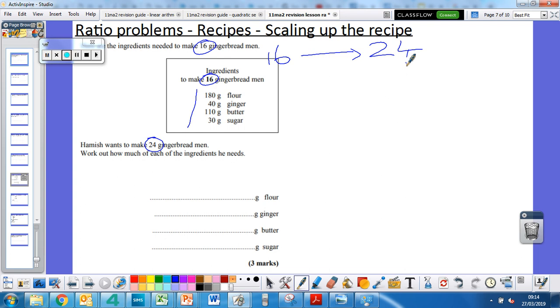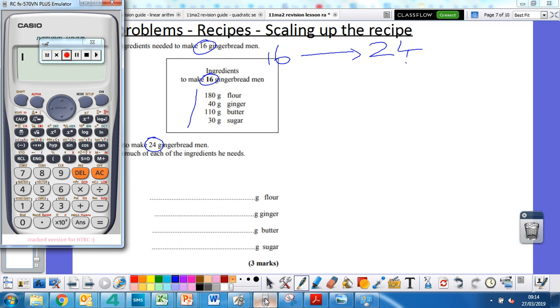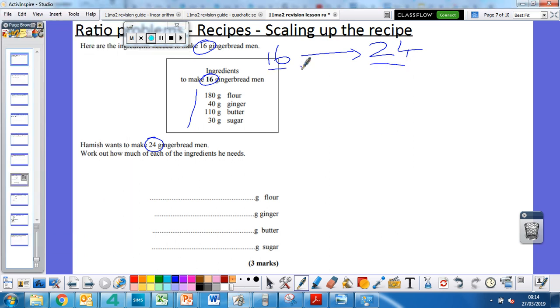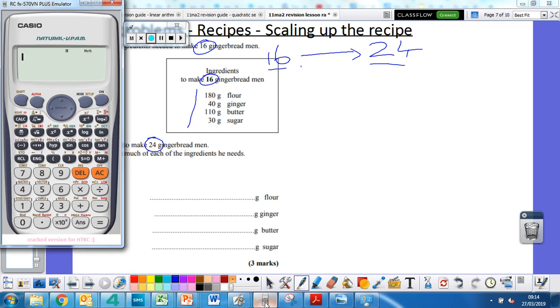Now the absolute key here is to use a multiplier. These usually appear on a calculator paper. What you need to know is the multiplier that connects 16 to 24. What you multiply 16 by to make 24. And as always with multipliers, to find a multiplier connecting two numbers, you do the finish divided by the start. So in this case, we are going to do 24 divided by 16.